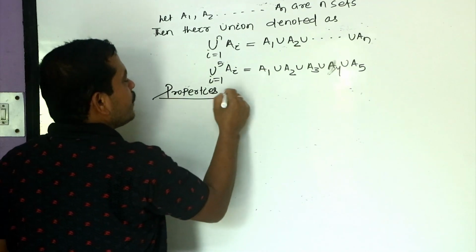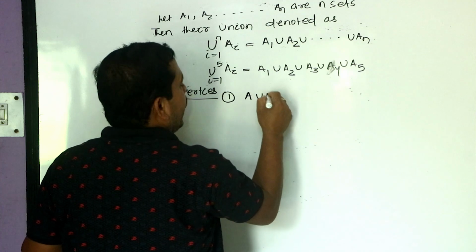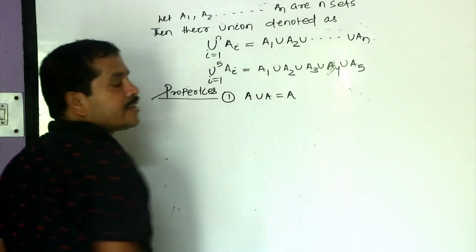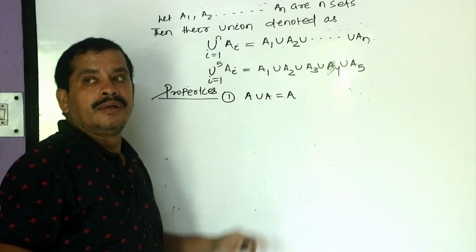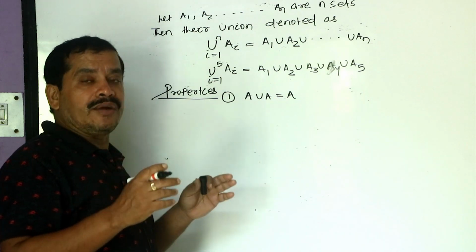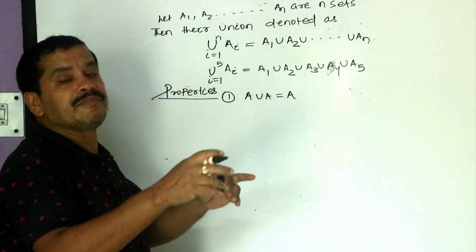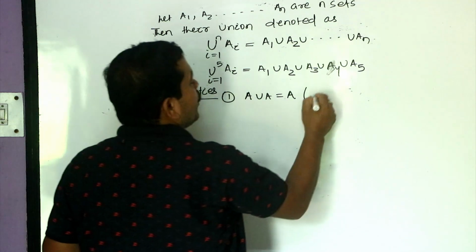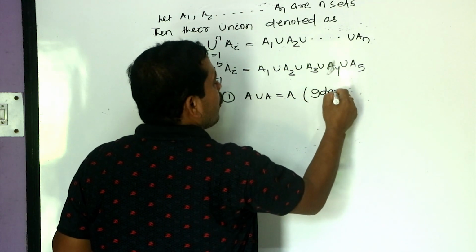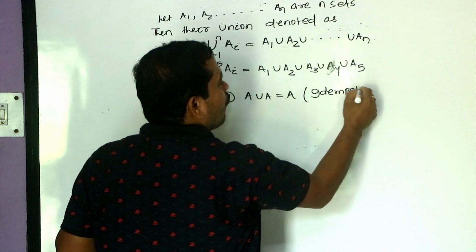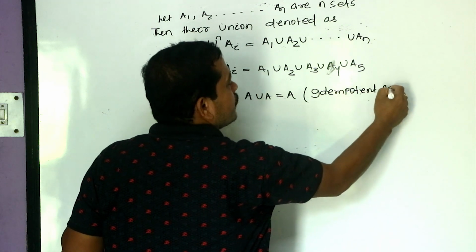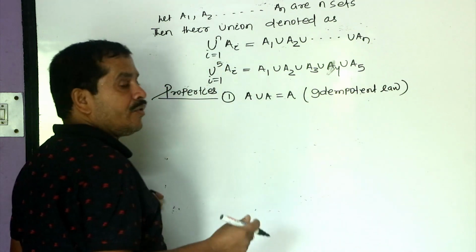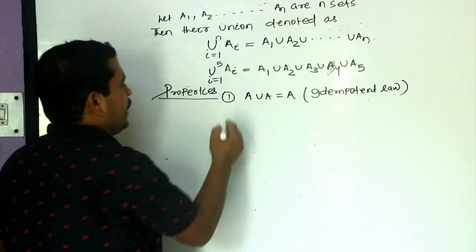Property 1, A union A equals A. This is the idempotent law. It means the union of a set with itself is the same set A. That is known as the idempotent law.